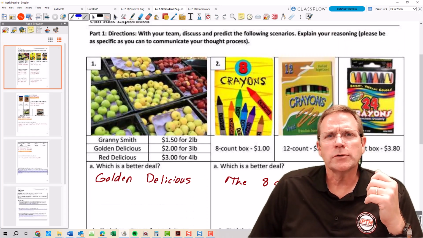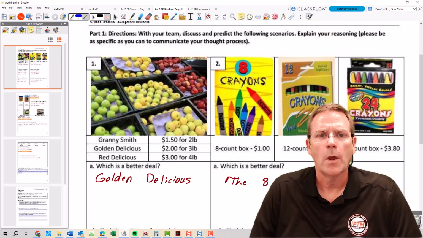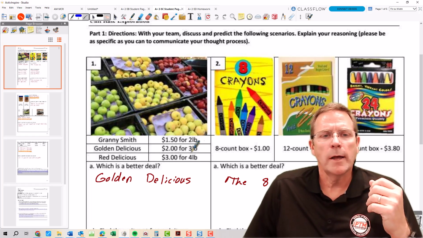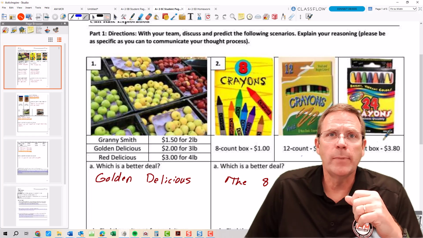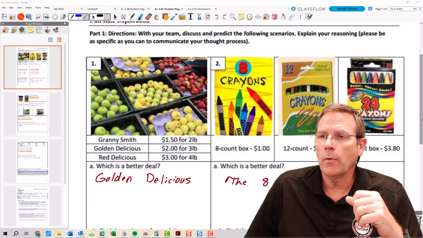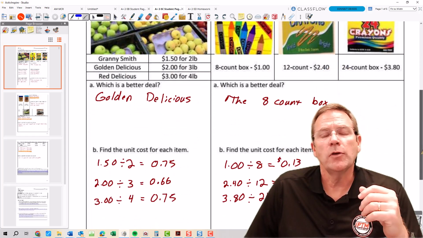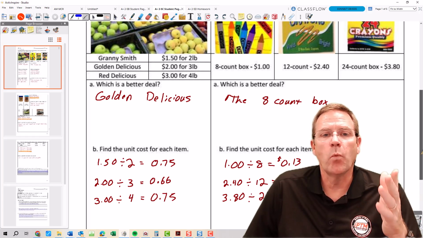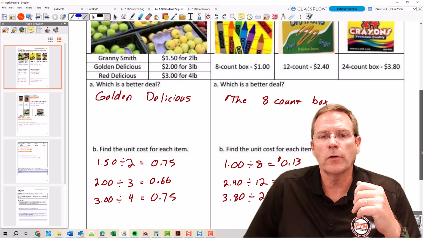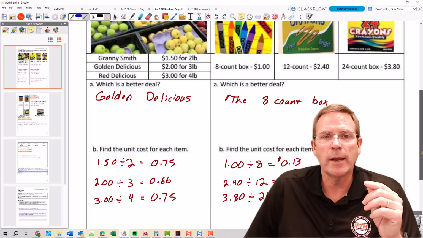So how did those questions work out for you? When I did them, I realized that I couldn't really answer the A's until I did the B part. The B part wanted me to find the unit cost of each item. For the apples, it would be how much does 1 pound of apples cost, and for the crayons, it would be how much does each crayon cost.